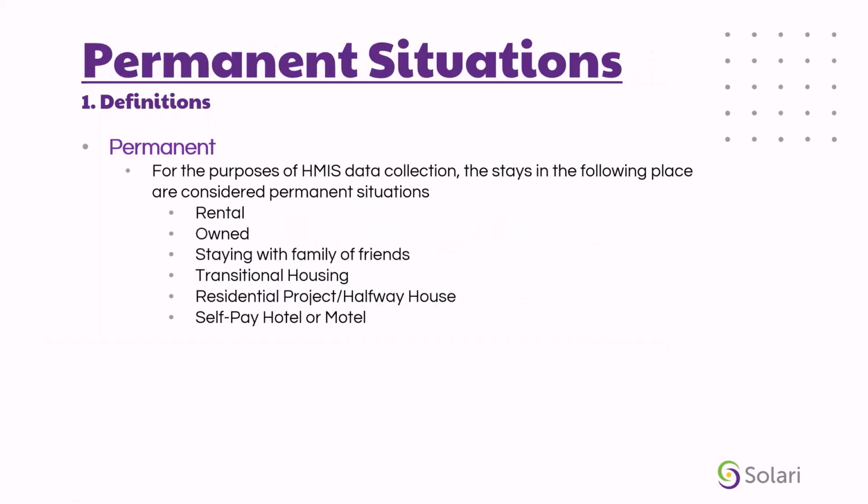And finally, we have permanent situations. For the purposes of HMIS data collection, the stays in the following places are considered permanent situations. Please note, these are general categories. In Community Services itself, there are many more detailed sub-options for each of these. Generally though, a permanent situation is a rental, a property that the client owns, when a client is staying with family or friends, transitional housing, a residential program or halfway house, or a hotel or motel paid by the client's own funds and not through emergency shelter vouchers.